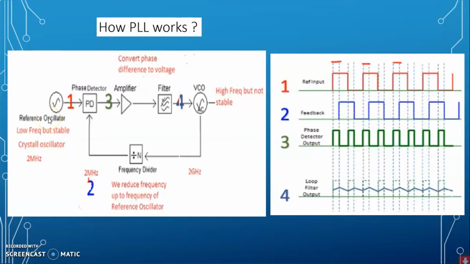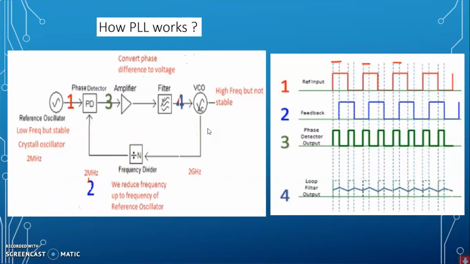Okay, in this figure, the crystal oscillator's low frequency constant output signal is given to the input of the phase detector. Here the reference signal frequency is equal to 2 megahertz. The voltage controlled oscillator's unstable high frequency output signal is fed back to the phase detector through the divide by n frequency divider.